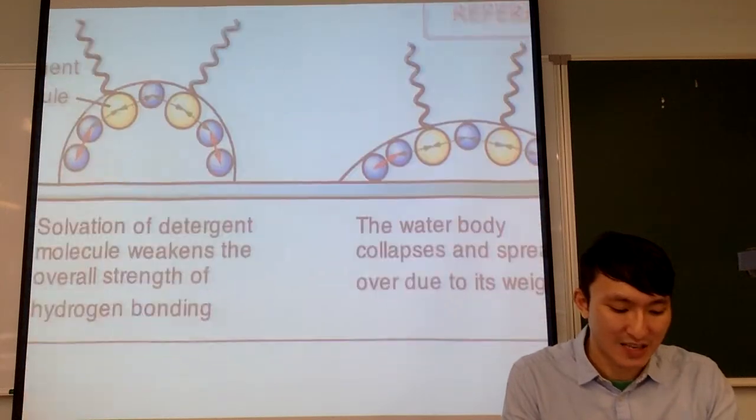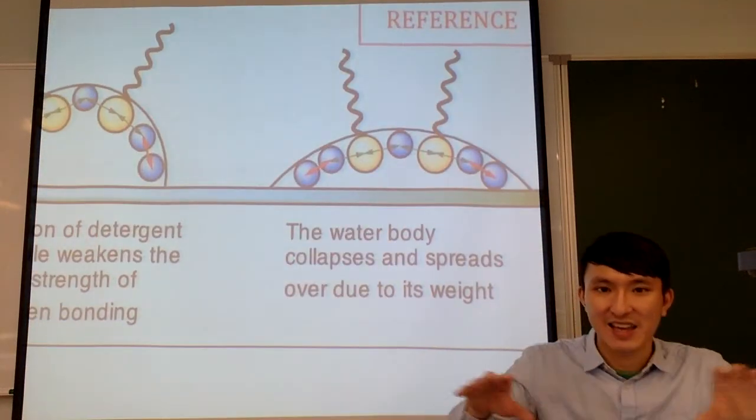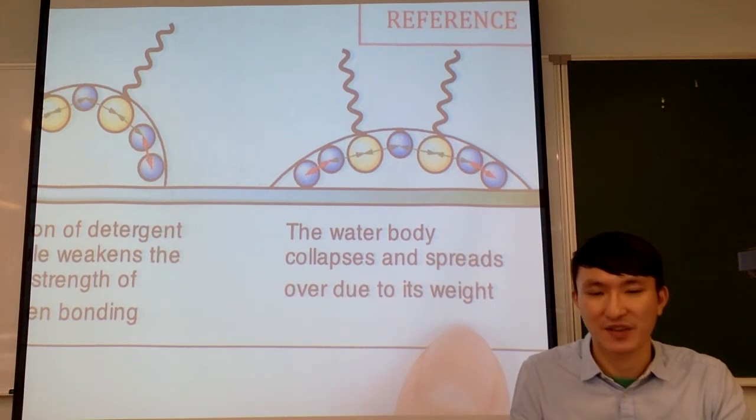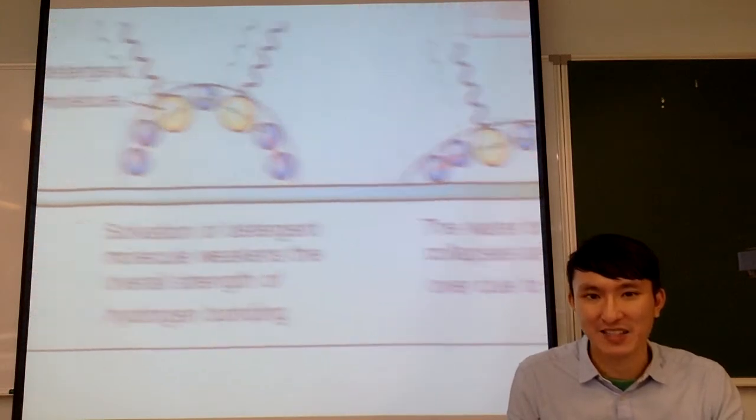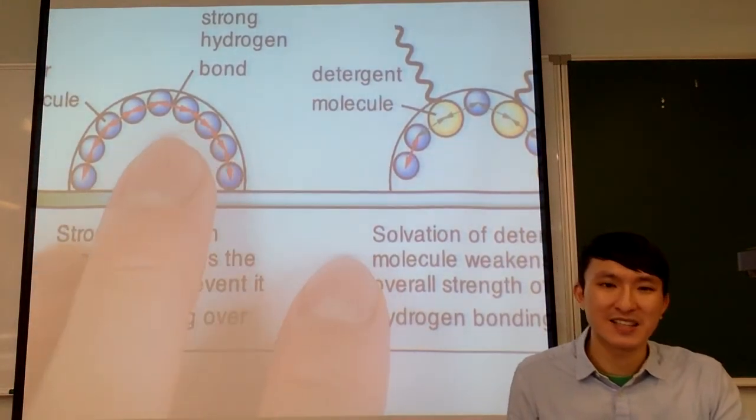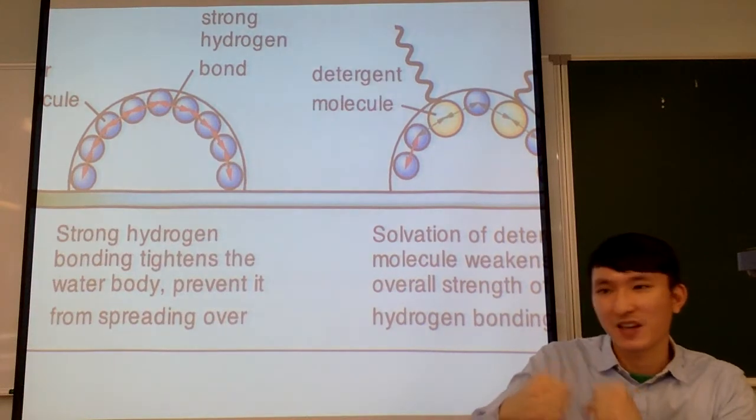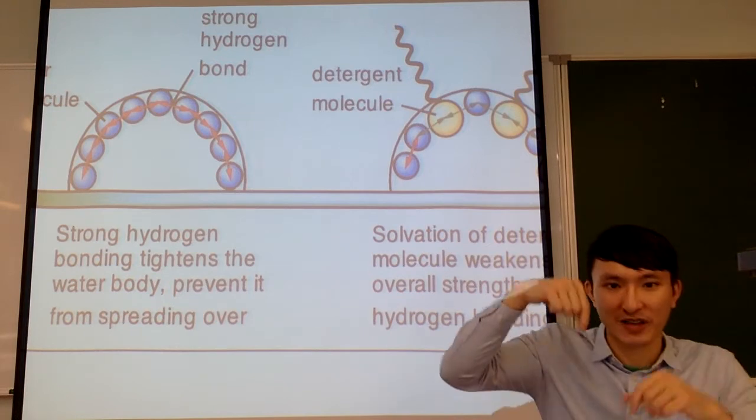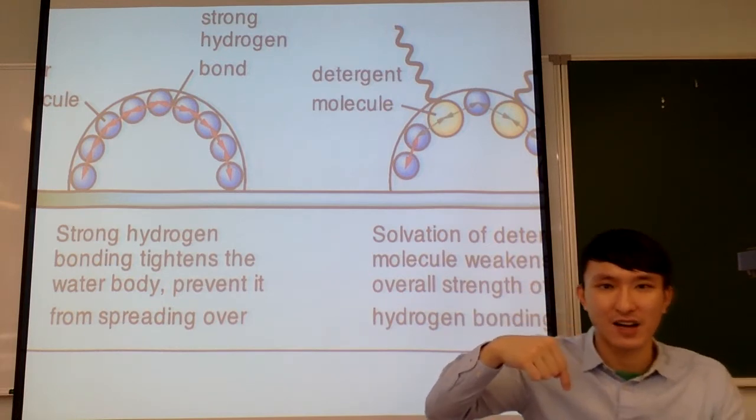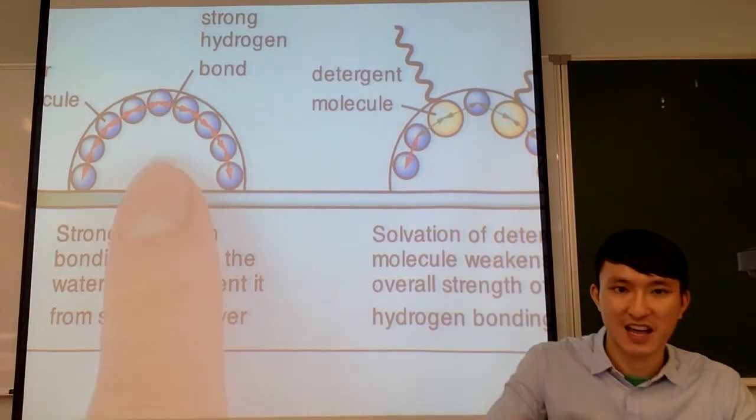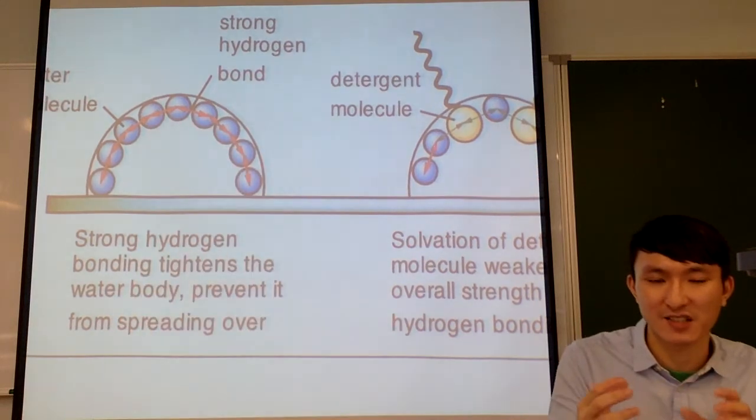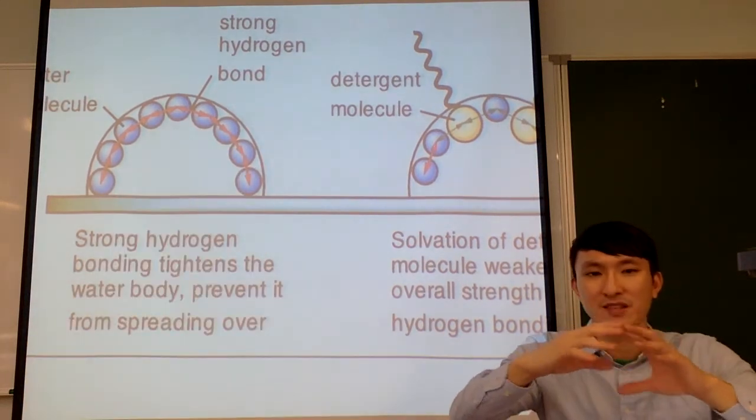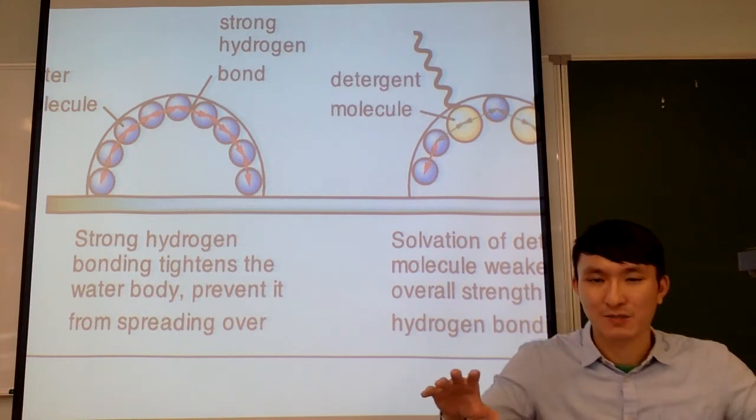So it will tend to what? It will tend to lie flat due to gravity. In fact, this one is struggling, combating the gravity, because the gravity is pulling it down, right? So there is a force pulling it down, but because the hydrogen bonds have tightened up, there is no net force acting on the water body. That's why the water bead doesn't spread out.